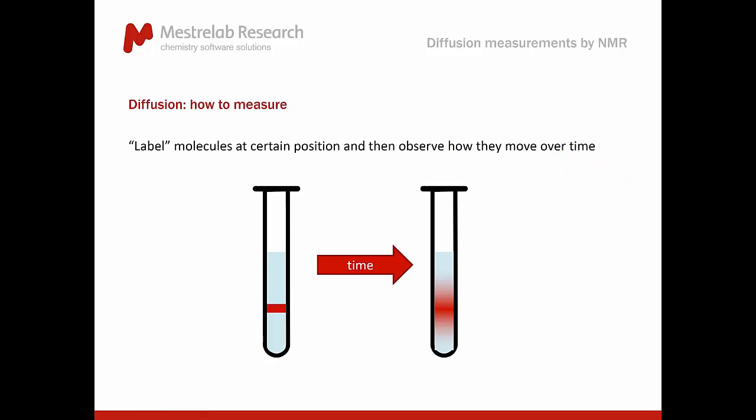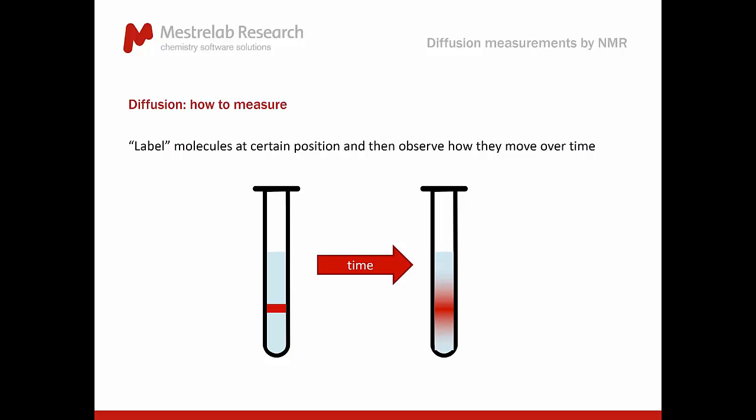Of course, we want to measure diffusion by NMR, but let's start from very simple principles. So that's our NMR tube with our samples, and let's imagine that we can somehow, we're not talking yet how, label certain molecules within a very thin layer inside our tube. And then we look at how these labels distribute themselves along the sample.